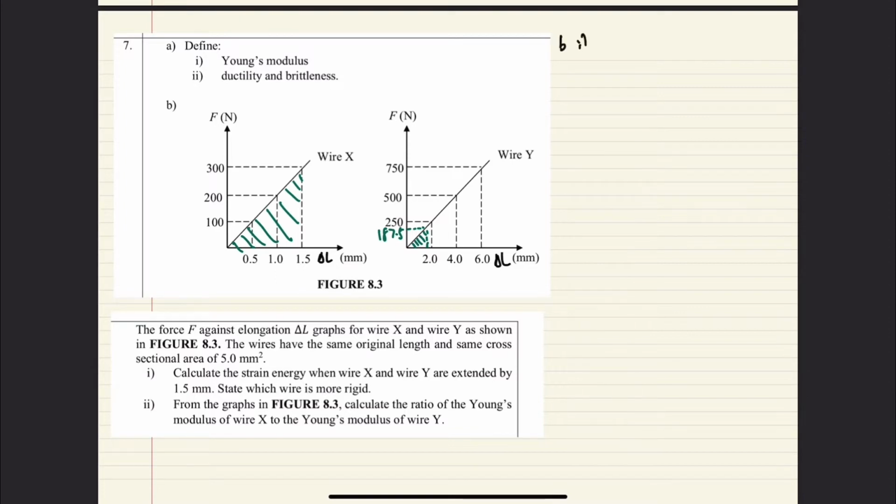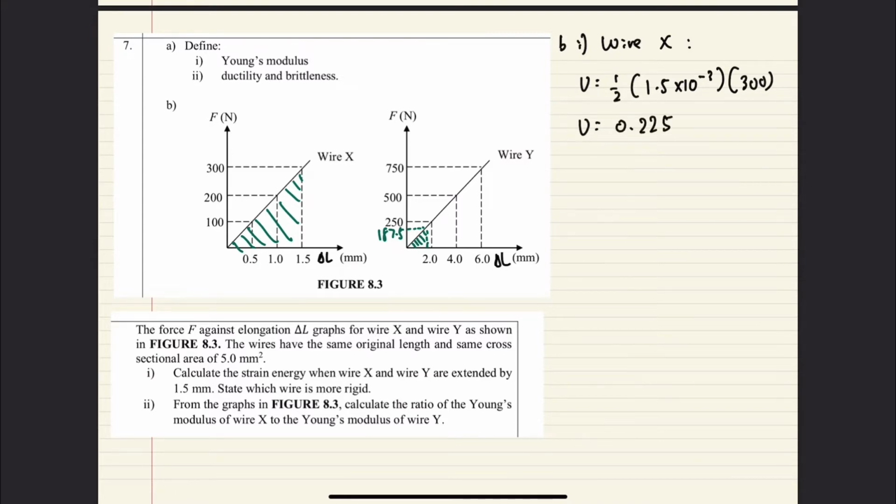Number 1 for wire X. Again, in exam, to make it easier for the examiner to mark, I suggest you write it like this. So it will be U equals to half times the width and height. So width is 1.5. Don't forget the mm. Make sure you write in SI unit because you want to find U in joule. This would be 300. So 150 times 1.5 times 10 to the negative 3 is 0.225.